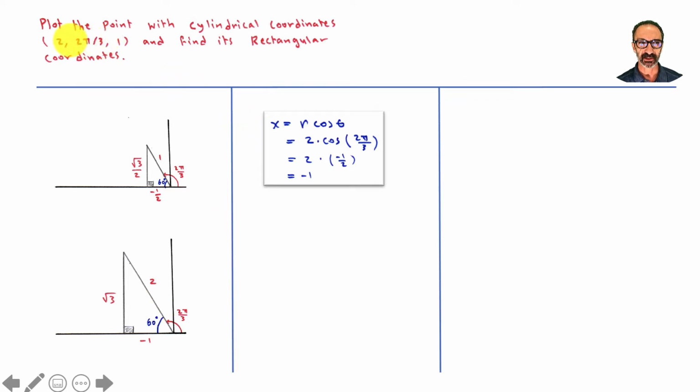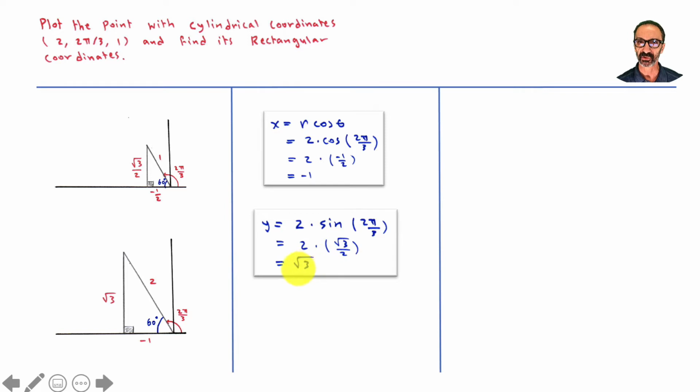Now, as I said, we have the cylindrical coordinates and it says find the rectangular, which means we need x, y, and z. x is r cosine theta, 2 times cosine 2 pi over 3. Cosine 2 pi over 3, which means we are in the second quadrant, and the cosine is negative one half. Simplify, you get negative 1. y will be 2 sine 2 pi over 3, and sine is root 3 over 2. Times 2 will be just root 3. z is the same thing, 1, which is given to me right there.